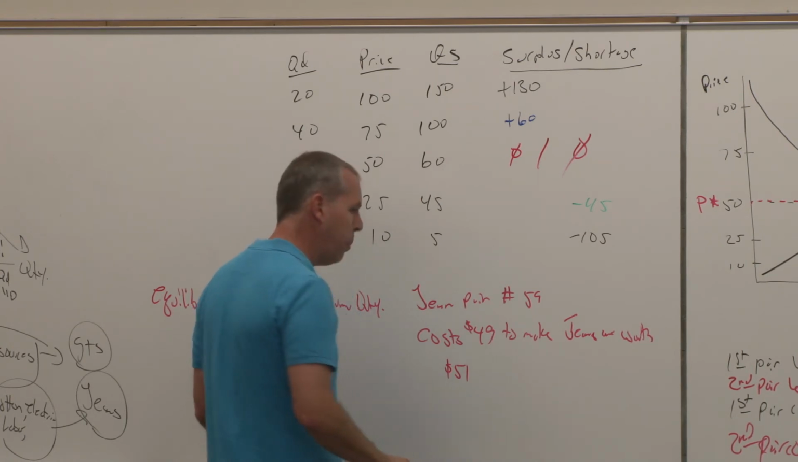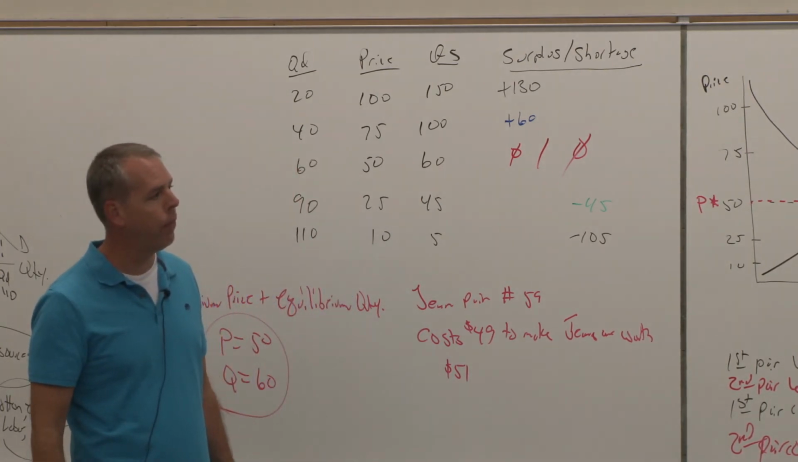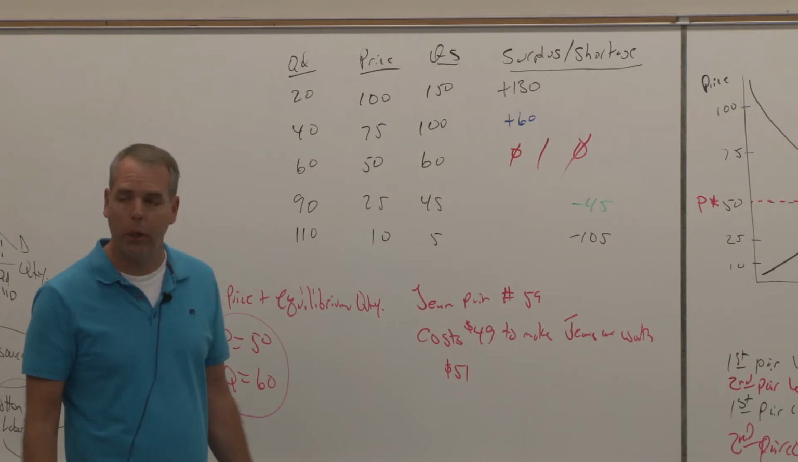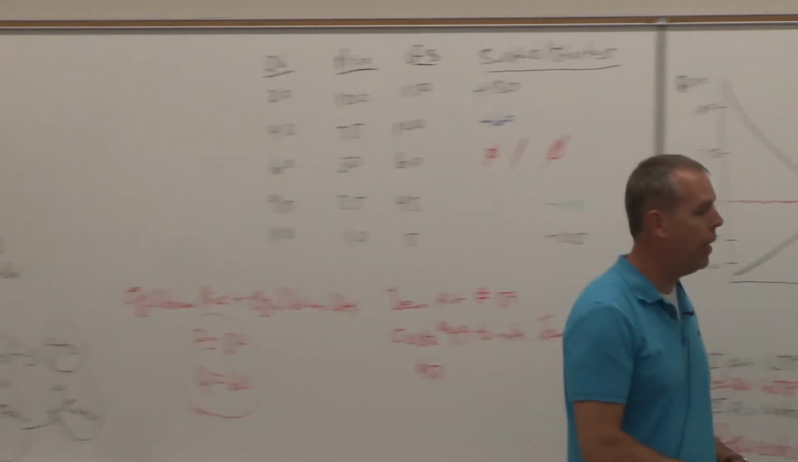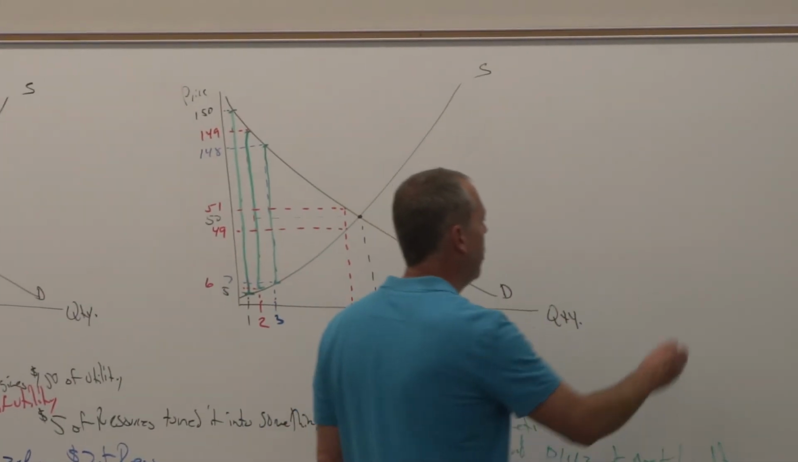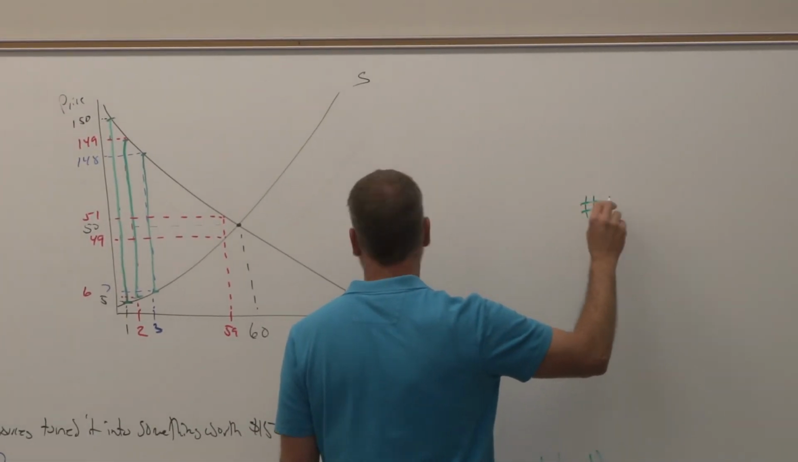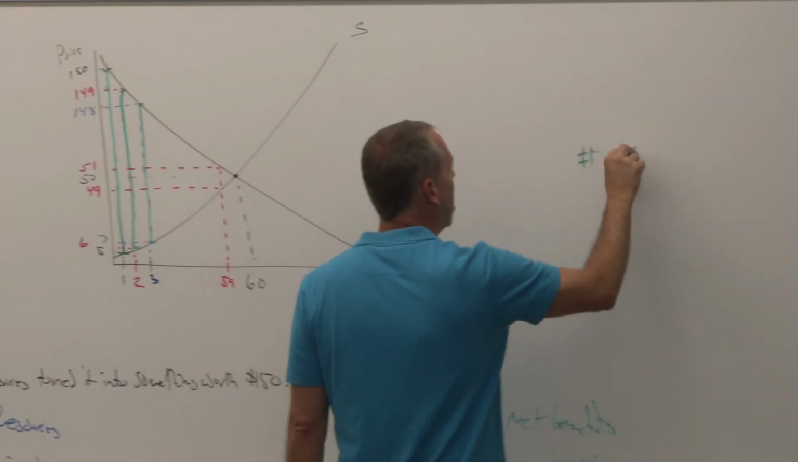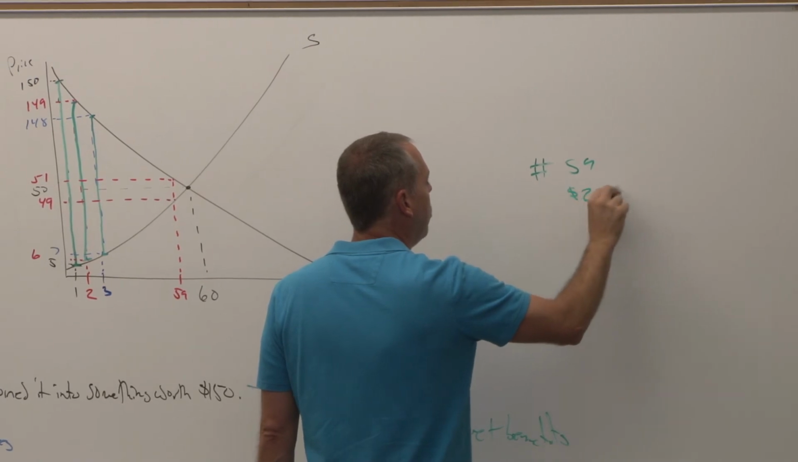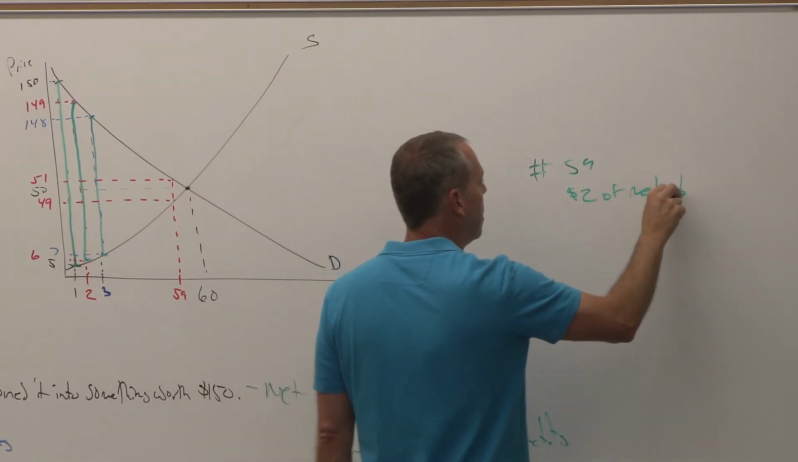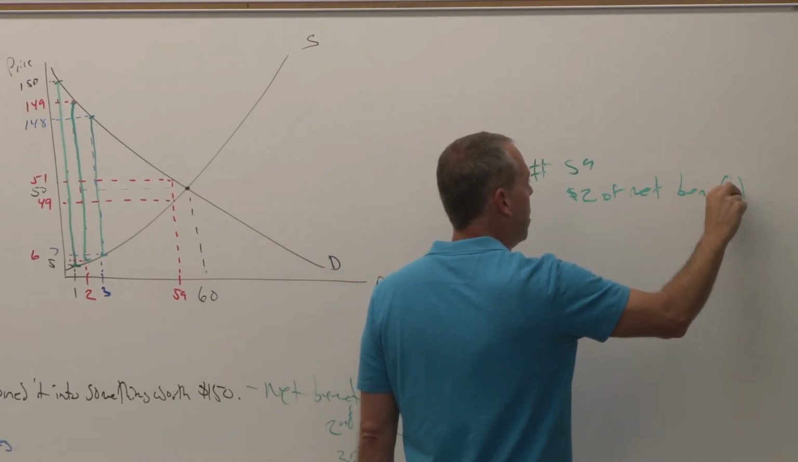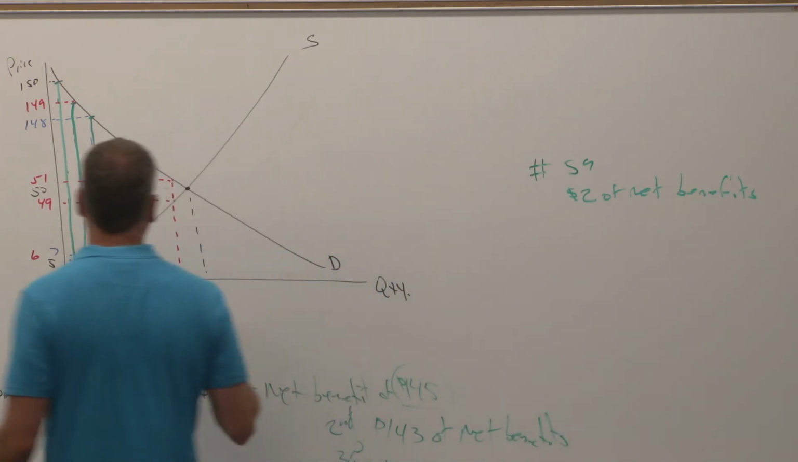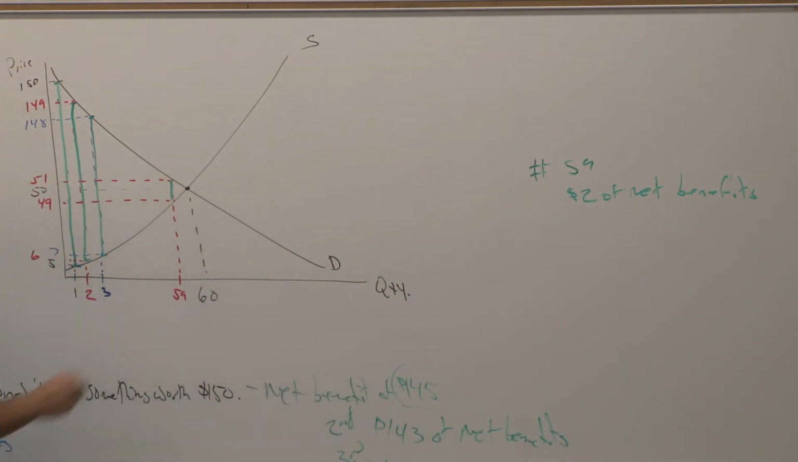Is that a good thing or a bad thing? It's a good thing. We created $2 worth of excess value, $2 worth of net benefits. So here with gene pair number 59, we've got $2 of net benefits. We don't know who those $2 are going to yet, but that's not important right now.